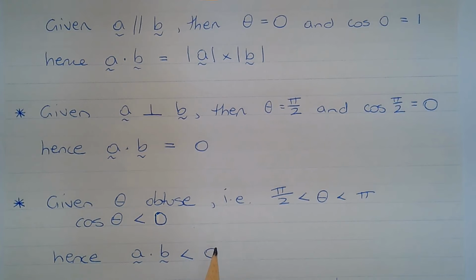Given theta obtuse, that is theta greater than pi over 2 and less than pi, cos of theta is less than 0, or negative, hence the dot product will be negative.